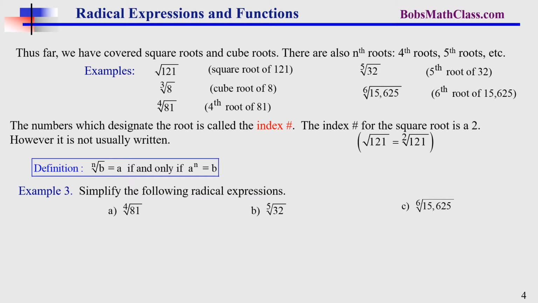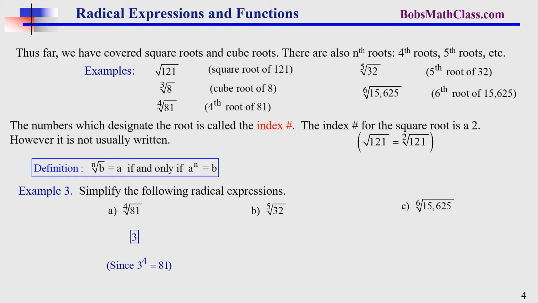So example 3, part 8. The fourth root of 81. What number raised to the fourth power will give you 81? Or what number multiplied by itself 4 times will give you 81? It may take some work, maybe play on the calculator a little bit, but you should end up with an answer of 3. 3 to the fourth power equals 81. Or 3 times 3 times 3 times 3 equals 81.